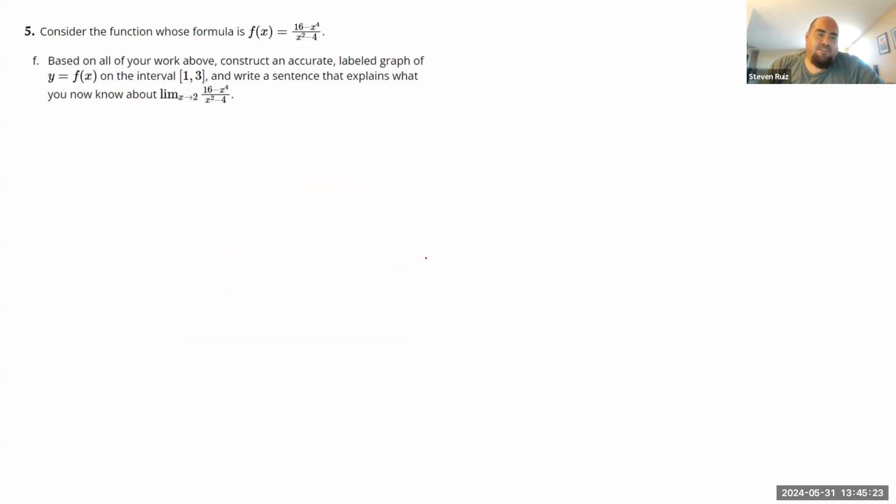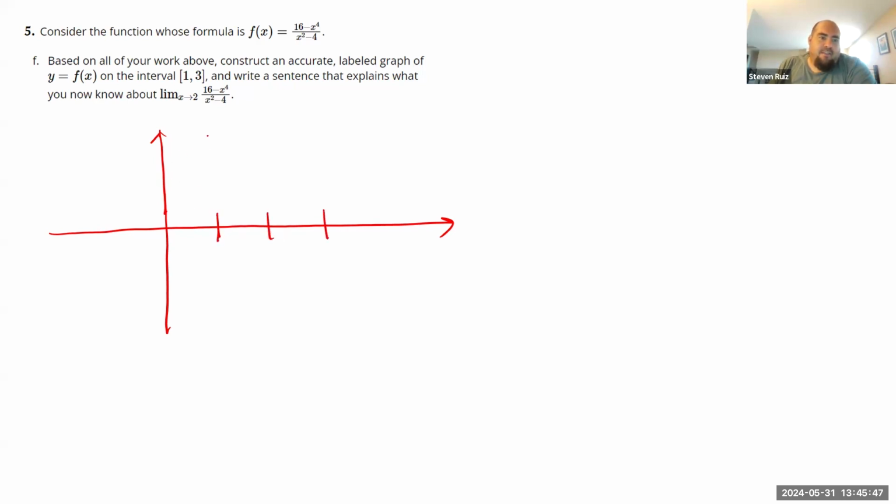And final question, I want to construct an accurate labeled graph of this function on a very tight interval. So let's start here. Let's draw out my coordinate system. And I really only care about what's happening, so let's make pretty big hash marks here, or wide hash marks. 1, 2, 3. And then I only care about what's happening between these two dashed vertical lines. Okay.